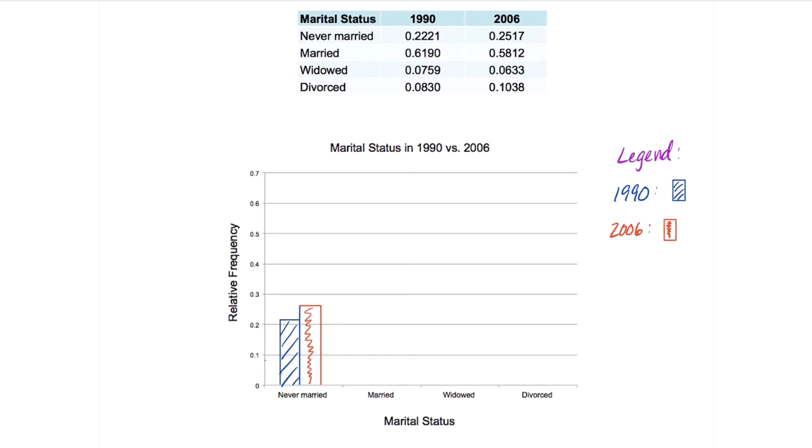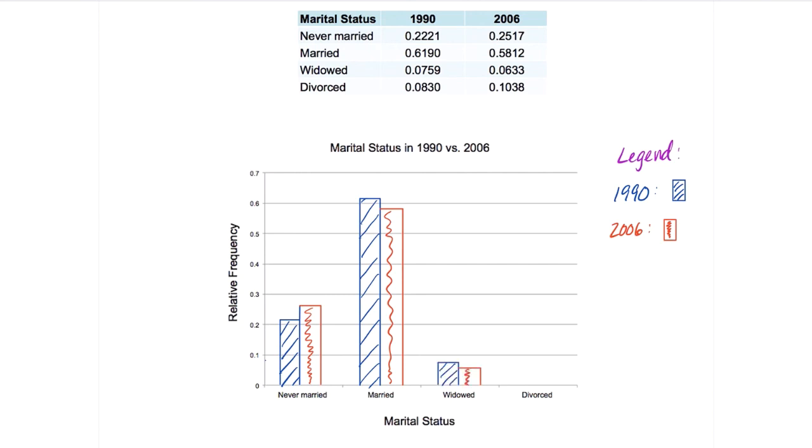In 1990, almost 62% of people were married, and then in 2006, just over 58% of people were married to create our comparison. In 1990, about 7.5% of people were widowed, and in 2006, just over 6% of people were widowed. Finally, in 1990, we have just over 8% of people were divorced, while in 2006, just over 10% of people were divorced. And we've got ourselves a nice side-by-side bar graph.